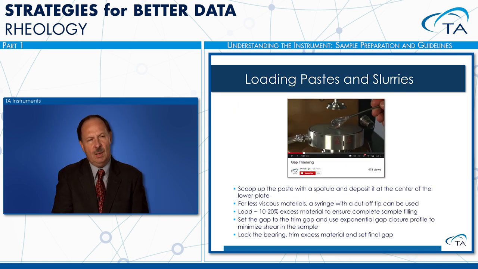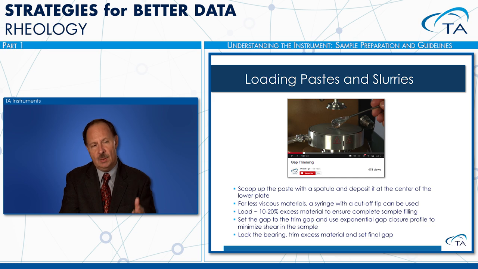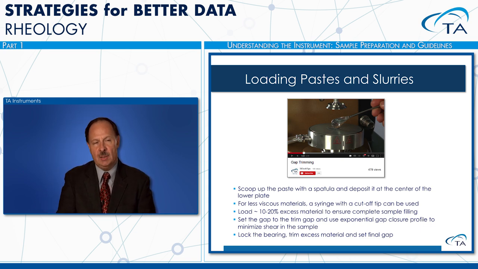And when we load pastes and slurries, depending on what their constituency is, you can just take out a sample with a spatula, and if it's a less viscous material, as we suggest here, you can use a syringe. If you cut off the tip, sometimes that's a very convenient way of getting sample and then loading it onto the Peltier plate in this case. In this situation, we actually suggest getting about a 10 to 20% excess. And then we are going to go to the trim gap. And once we get to the trim gap, we're going to lock the bearing. We're going to trim the excess material, and then we're going to go to our final gap.